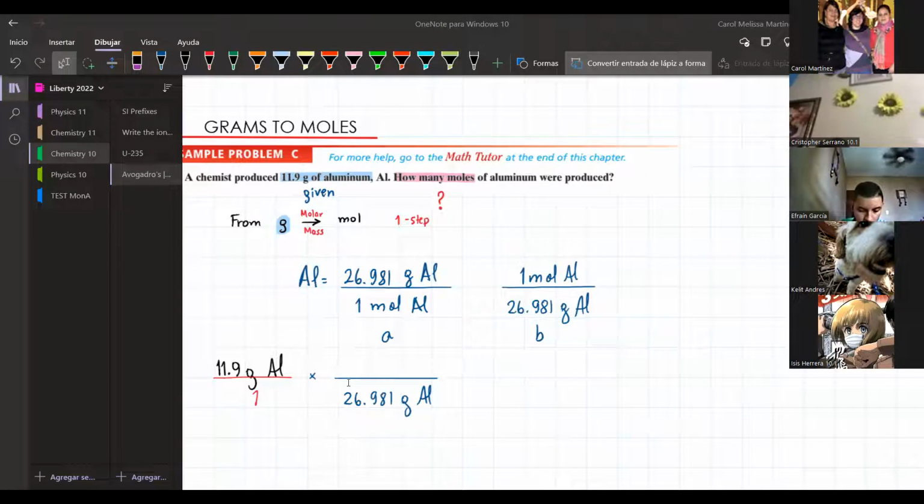So in the upper part, all I need to write is 1 mole of aluminum. I get rid of the units, grams with grams, aluminum with aluminum. How much is this? 0.44 moles of aluminum.